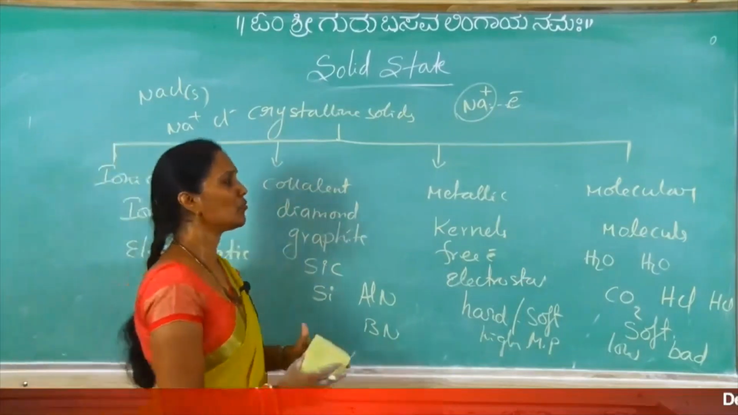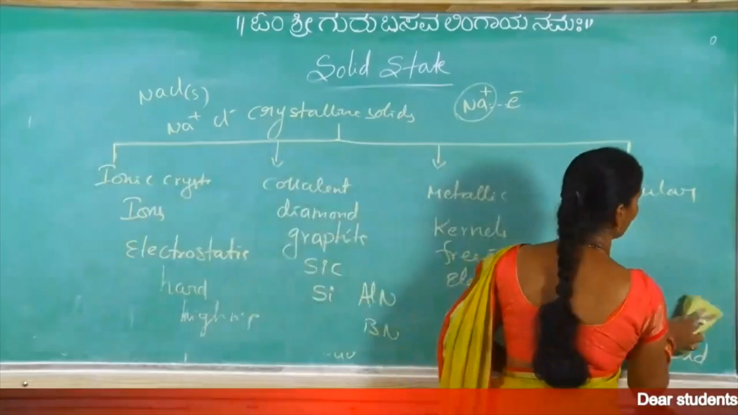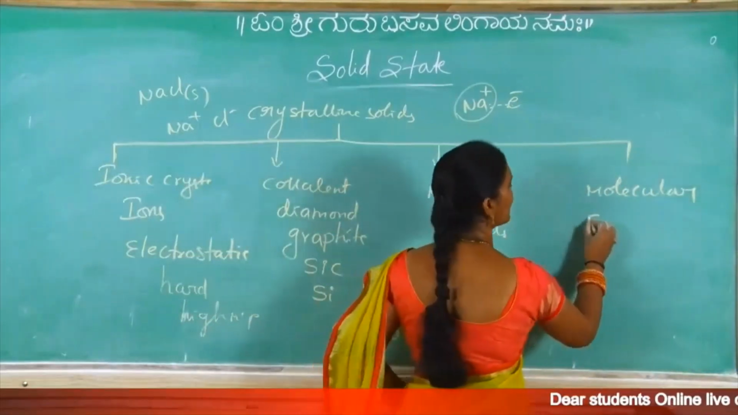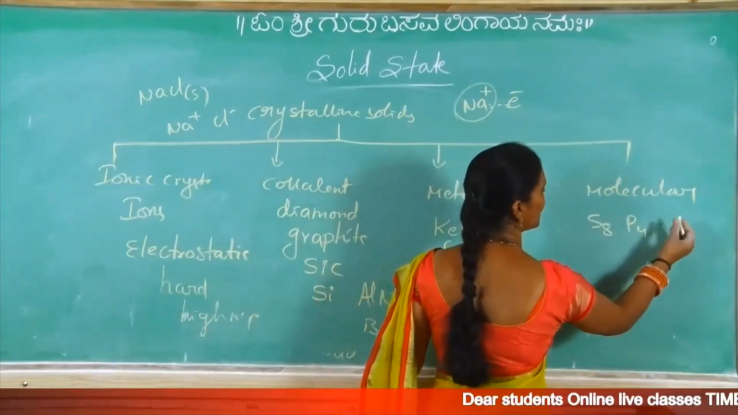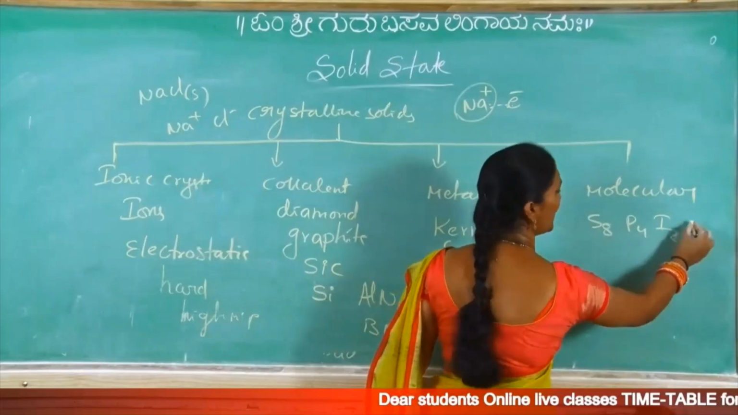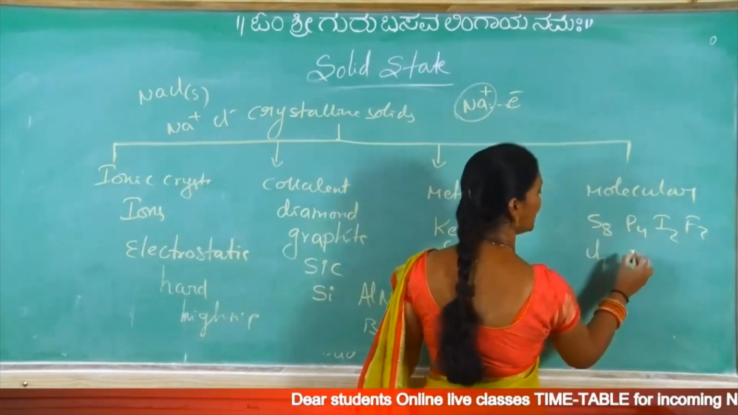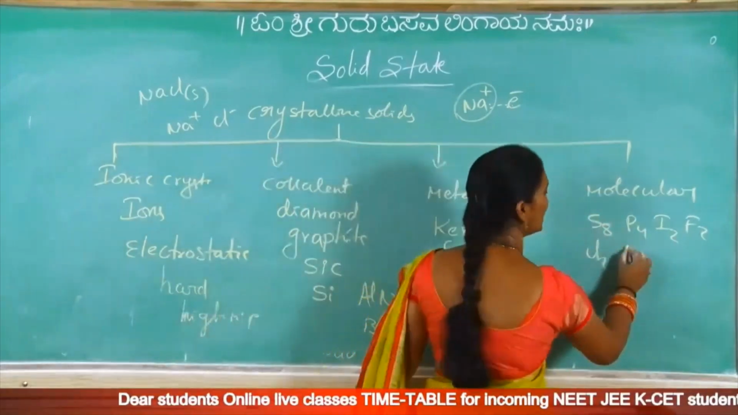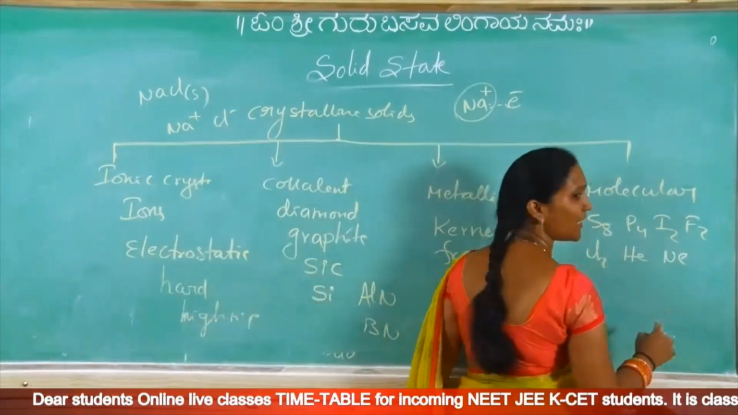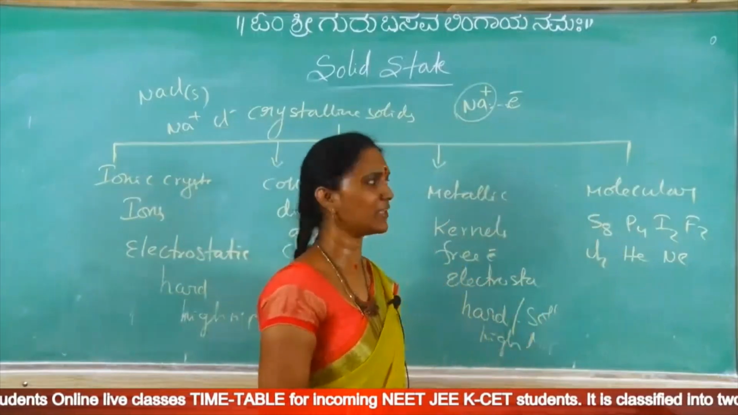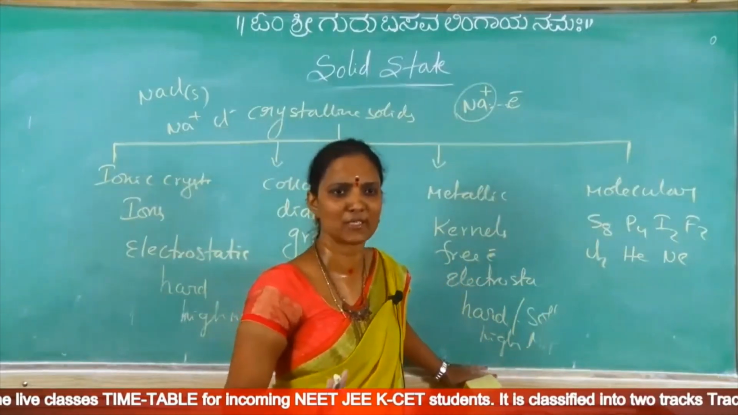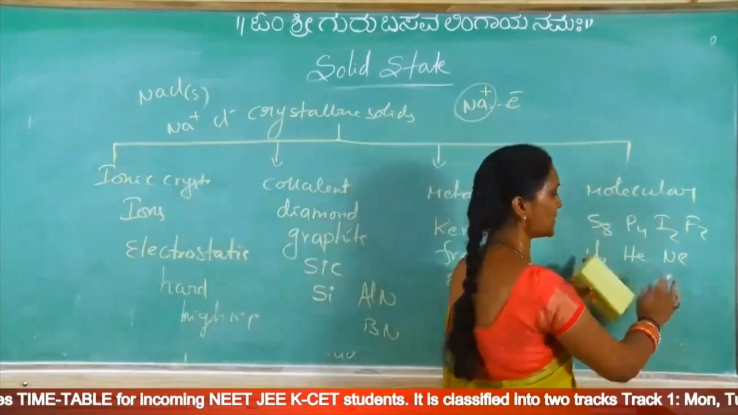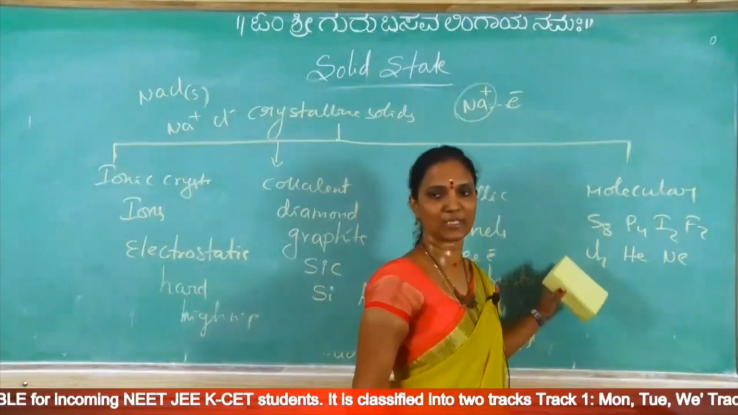Okay, and molecular crystals. What are the examples for molecular crystals? Sulfur, phosphorus, iodine, nothing but all halogens, fluorine, chlorine, and all noble gases in solid state. They are molecular solids. Helium, neon, they are noble gases. Again, you are giving example here. We can convert gas to liquid, liquid to solid. Okay, in solid state, helium, neon, these are examples for molecular solids.